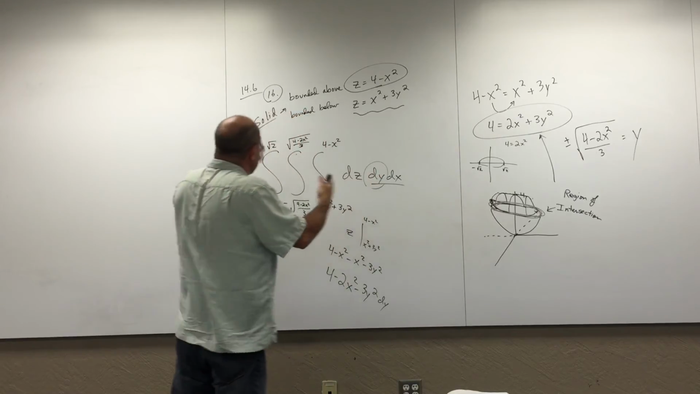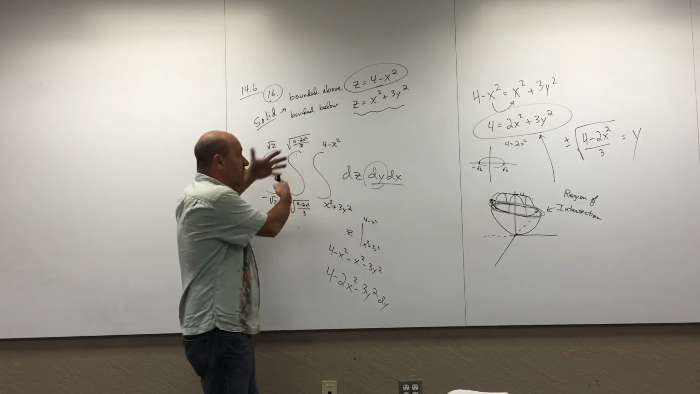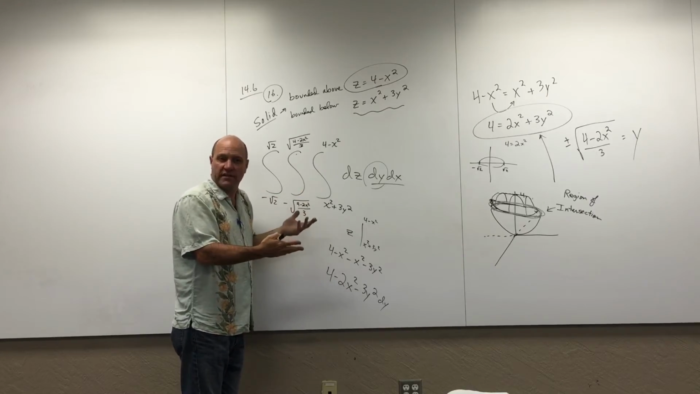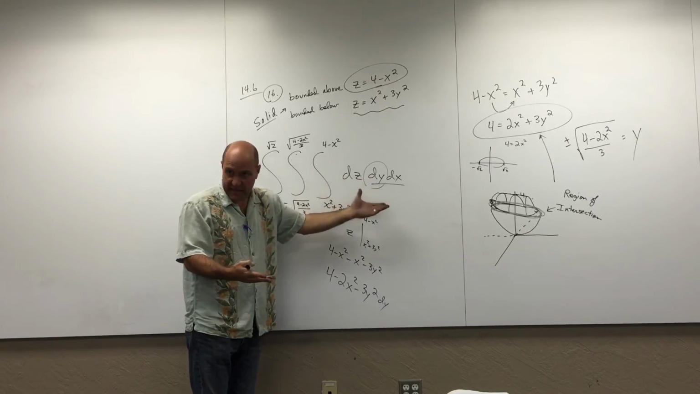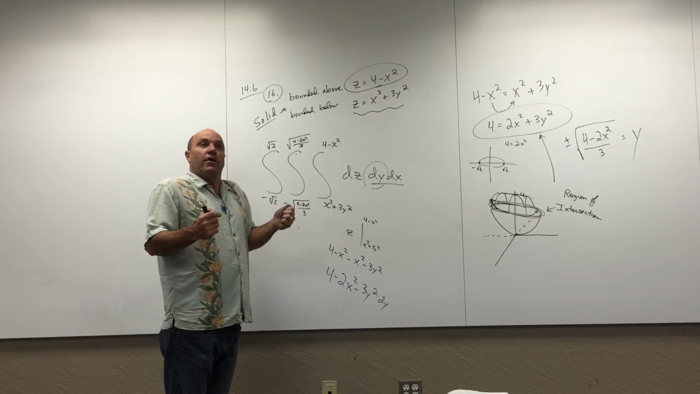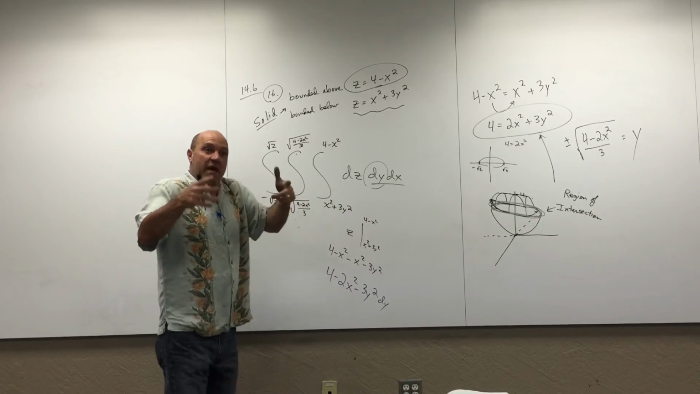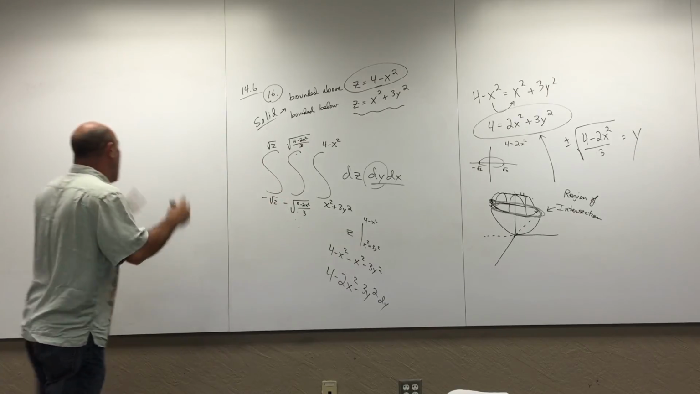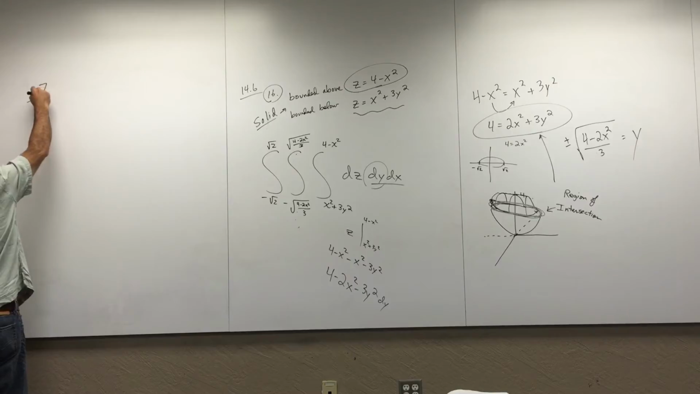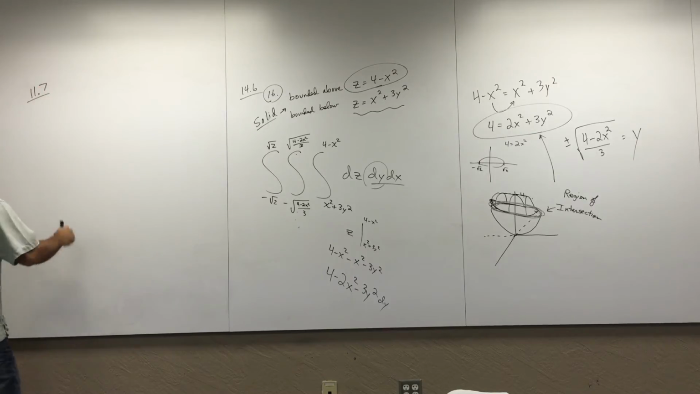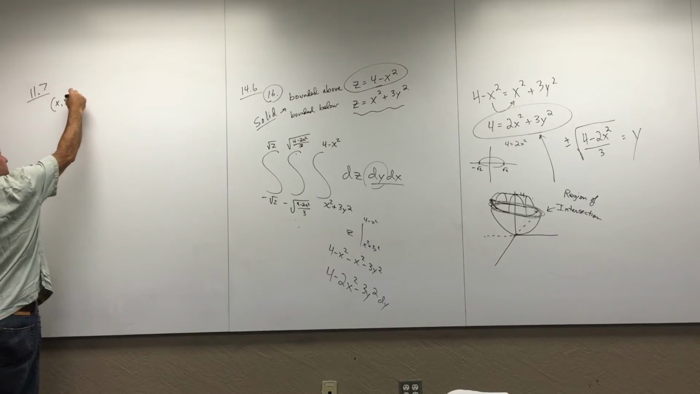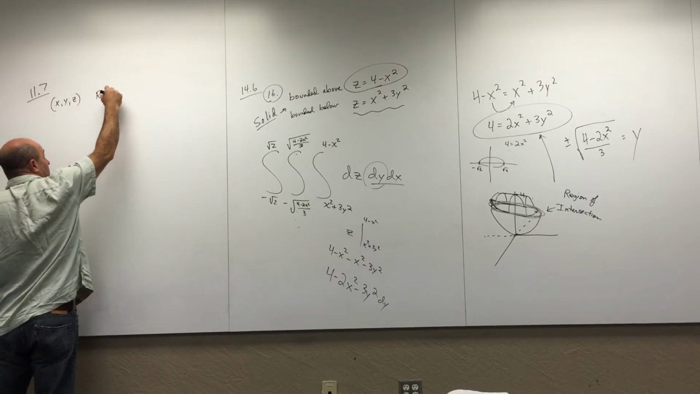So here I am today in 14.6. I'm doing a triple integral in the rectangular coordinate system, meaning x's, y's, and z's. There are other three-dimensional coordinate systems, back in 11.7 when we introduced these. So we've got good old x's, y's, and z's, and we call that the rectangular coordinate system.